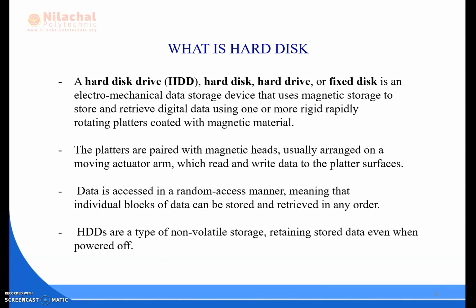So we have been discussing the topic of what memory is and what the types of memory are. We have discussed primary memory and secondary memory and their characteristics. In today's slide, we will be discussing the hard disk. A hard disk is a secondary memory. It is basically used to store data permanently.